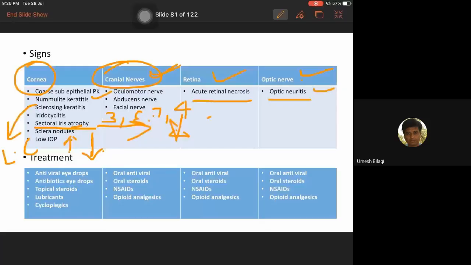To begin with, whenever there is a corneal involvement, treatment is very simple. You start with the antiviral eye drops and antibiotic eye drops to cover the secondary infections. Similarly, you start the patient on steroids, okay, and lubricating eye drops to minimize the ocular irritation. Cycloplegics whenever there is an anterior segment involvement.